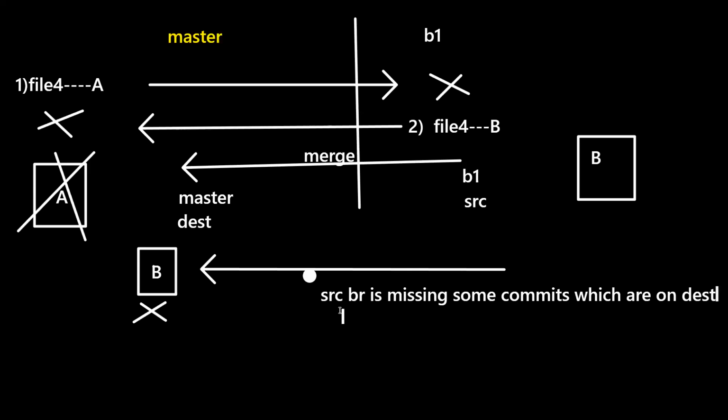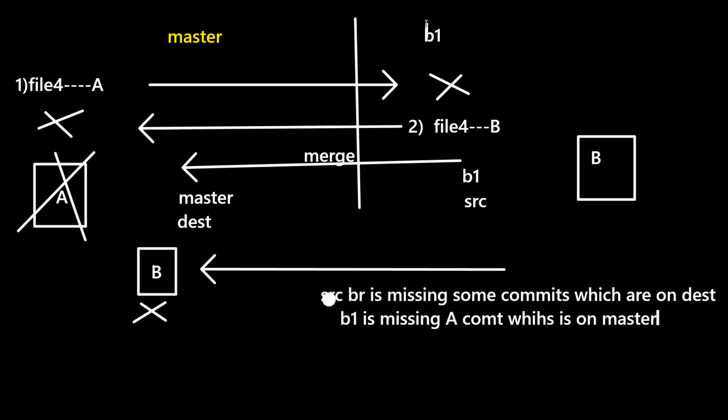What is the source branch here? B1. Which commit is it missing? Commit A is there on the master branch, which is not there on B1. Hence, a conflict arises. Of course, the file name is the same.